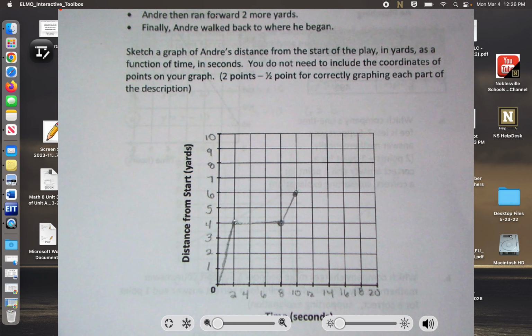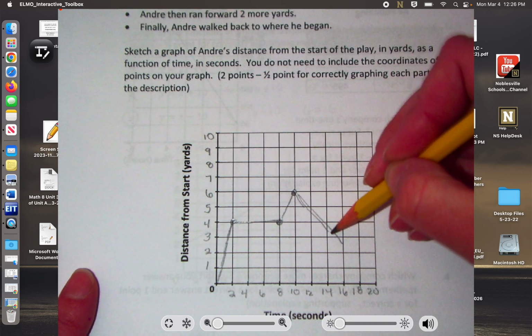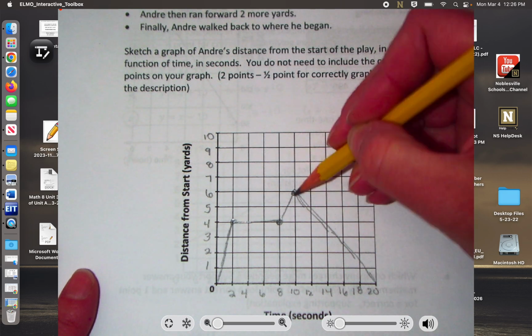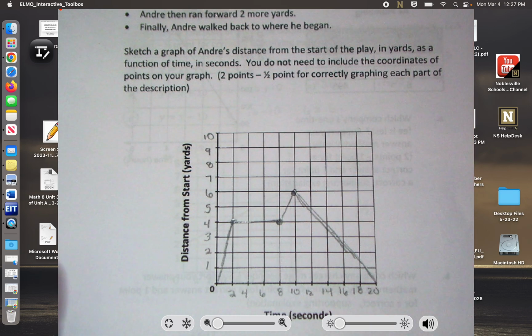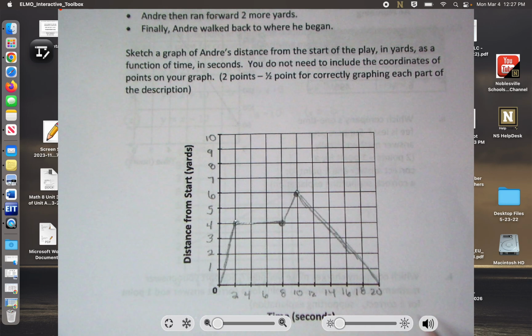And finally, he walked back to where he began. So anywhere I end up, then this last one's going to go all the way back to where he began. So it should look vaguely like mine. You shouldn't have any turnarounds, right? Your increments have to be the 4 and the 2, and you need to have the 6 seconds. Okay?